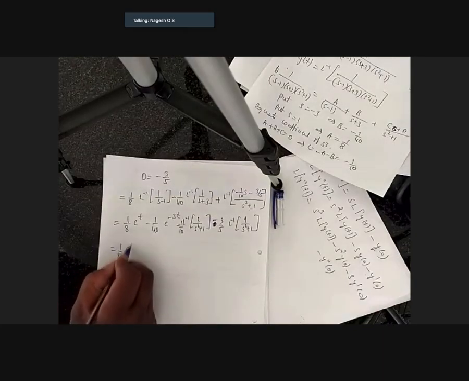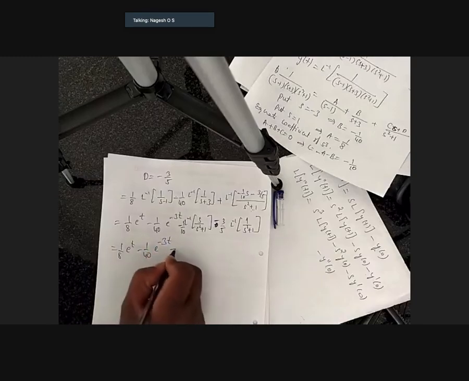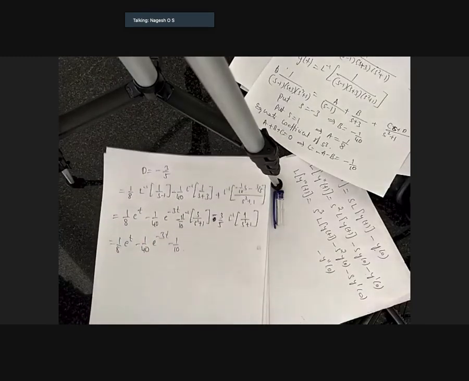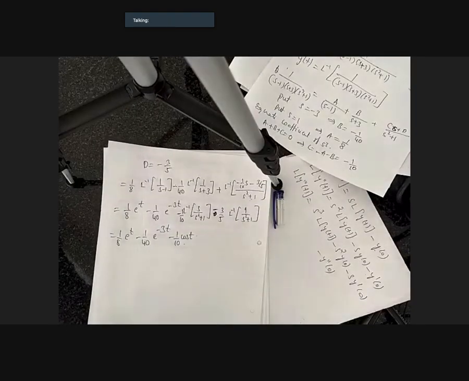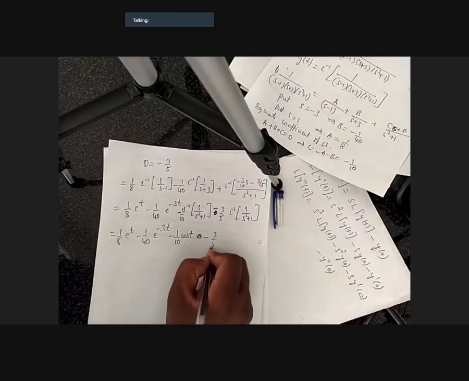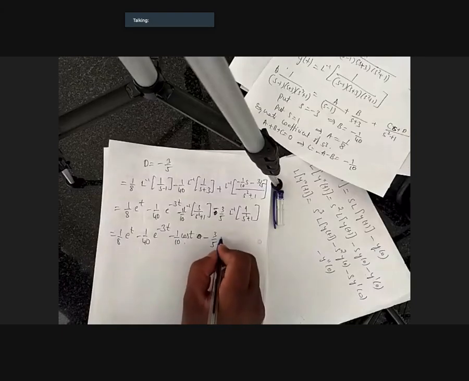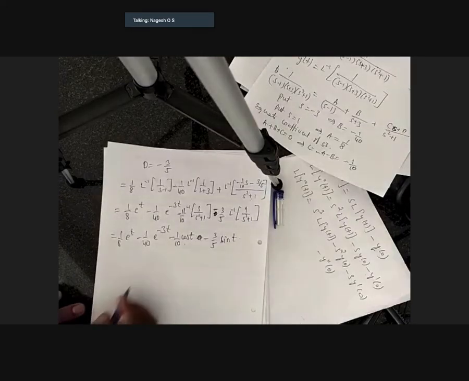So 1 by 8 e power t minus 1 by 40 e power minus 3t minus 1 by 10. What is Laplace inverse of this? Cos t, plus, minus 3 by 5. Laplace inverse of this is sin t. This is the answer.